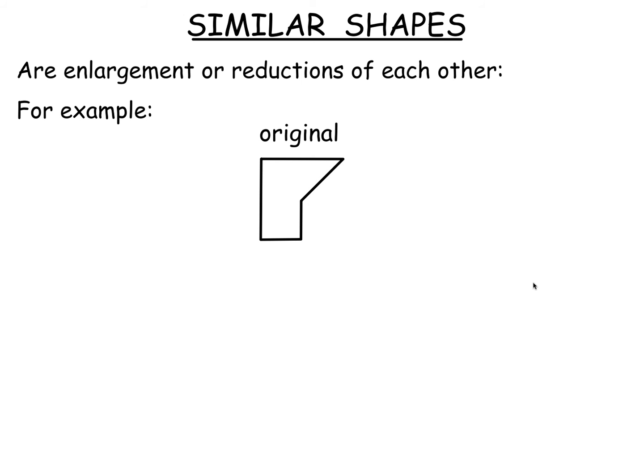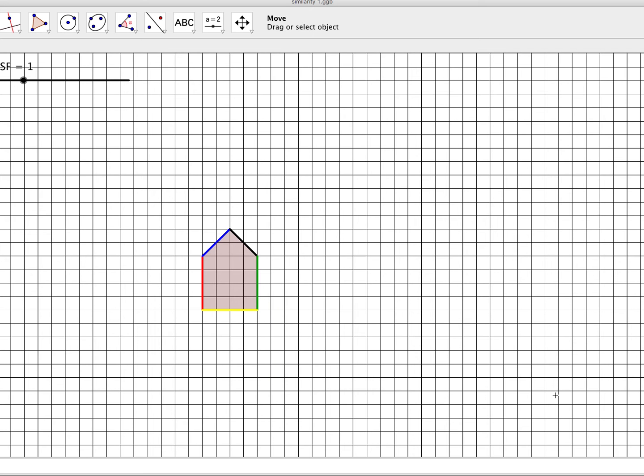Two shapes are said to be similar if one is an enlargement or reduction of the other. In this pentagon, the sides have been coloured different colours, so you can follow the colours as the shape's enlarged. So here the sides have all been doubled.